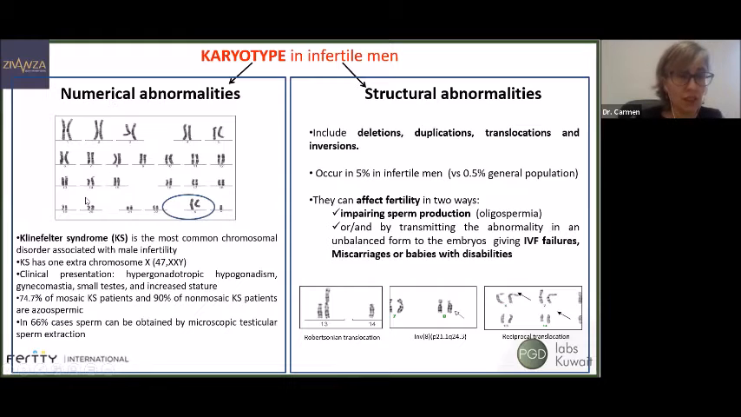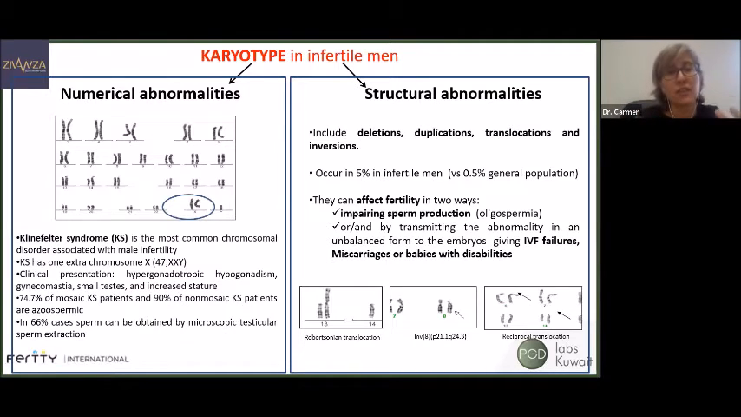We can also have this Klinefelter syndrome as a mosaic, meaning that in the blood of this patient, we can find some cells that have this complement of two chromosome X and one chromosome Y, and some other cells that are completely normal with only one chromosome X and one chromosome Y.